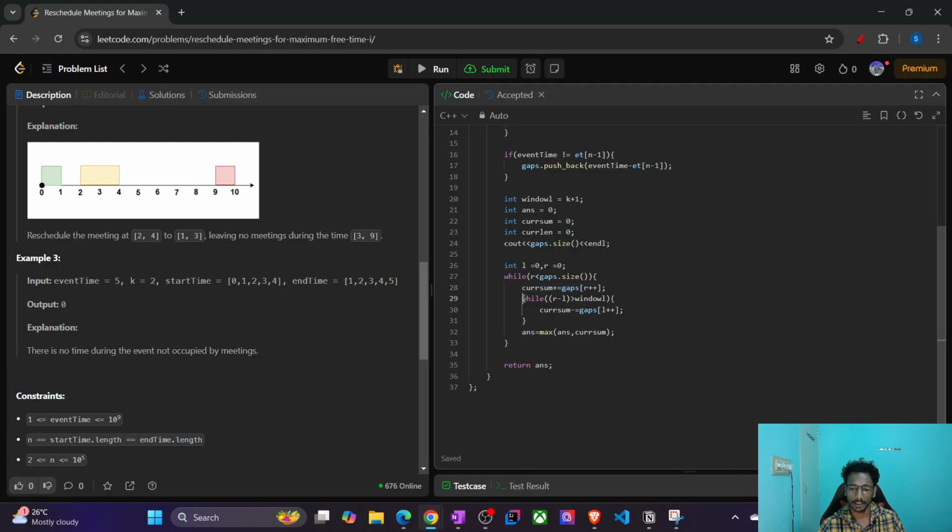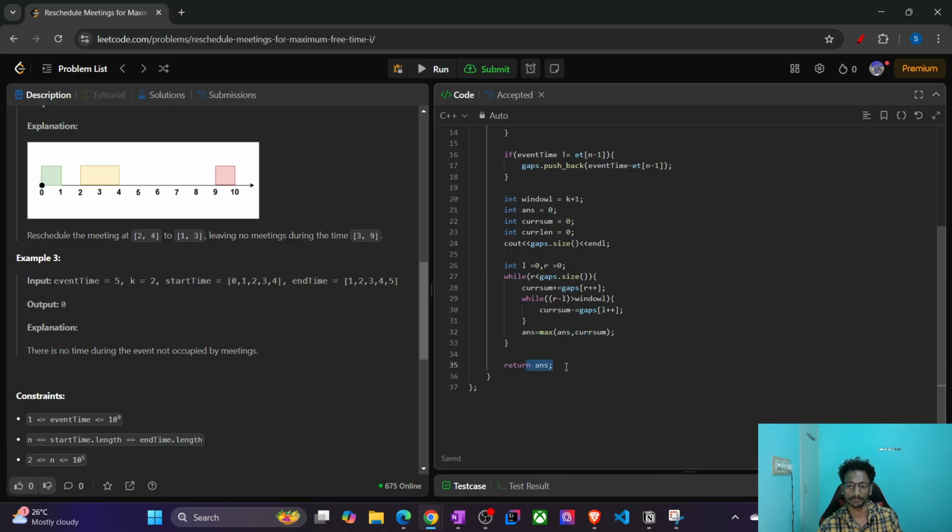Okay, and if our current window length is greater than k plus 1, I have already taken this k plus 1, then what to do is discard the gap that is present in the front. So I'm just removing it: current sum minus gaps of L, where L is the starting point of the window. So here I just use the sliding window. Next, for whatever window I have, whose length is the window length, I take the maximum by comparing its sum with the answer variable.